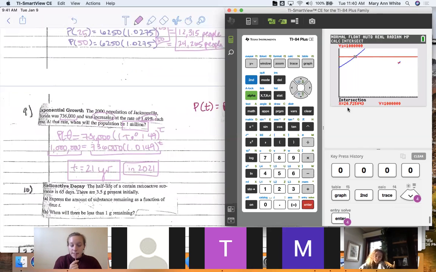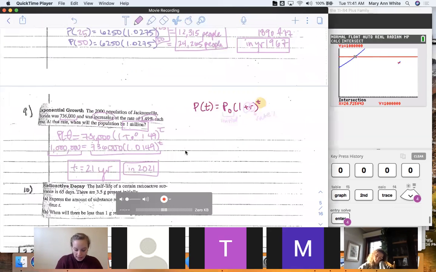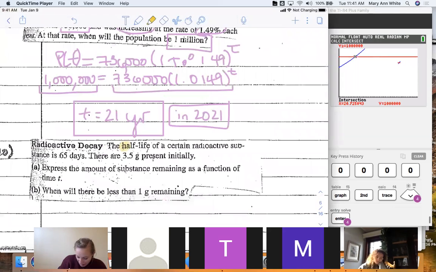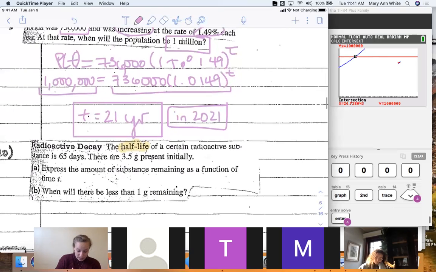Okay. This one says half-life, and the minute we read half-life, some of us just shut down. We're like, I don't want to do this. Half-life is not that hard. Half-life just means that in the amount of time that it is the half-life, so in 65 days, we lose half of what we have. So if I had 10, in 65 days, I'm down to 5. So the half-life means I'm decreasing by 50%.